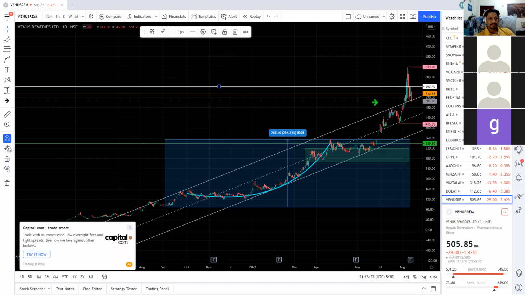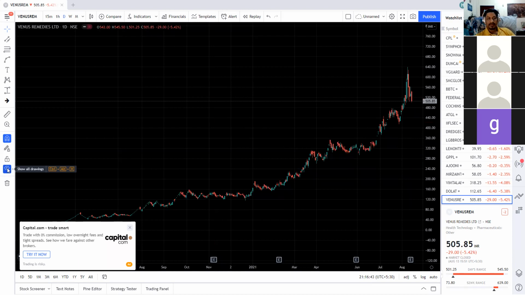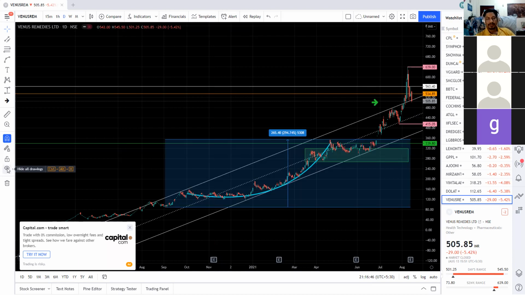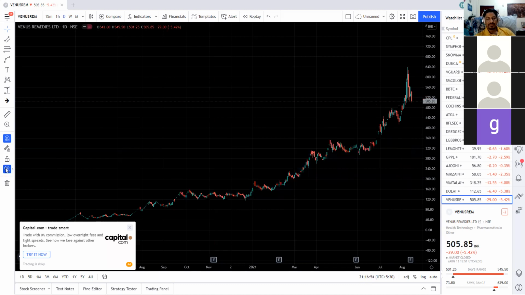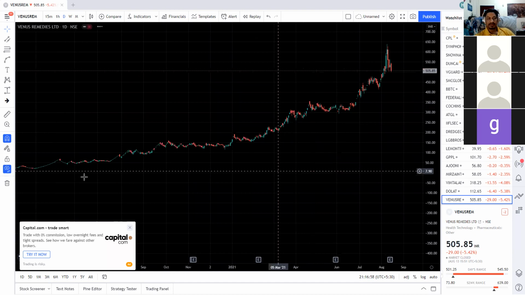And then you can lock your drawings and you can lock your chart. You can simply hide all the lines or you can make them reappear. Sometimes you want to see what is happening in the price action and you don't want to see those lines, so you can simply turn the eye off and you will have only price action here on the chart.